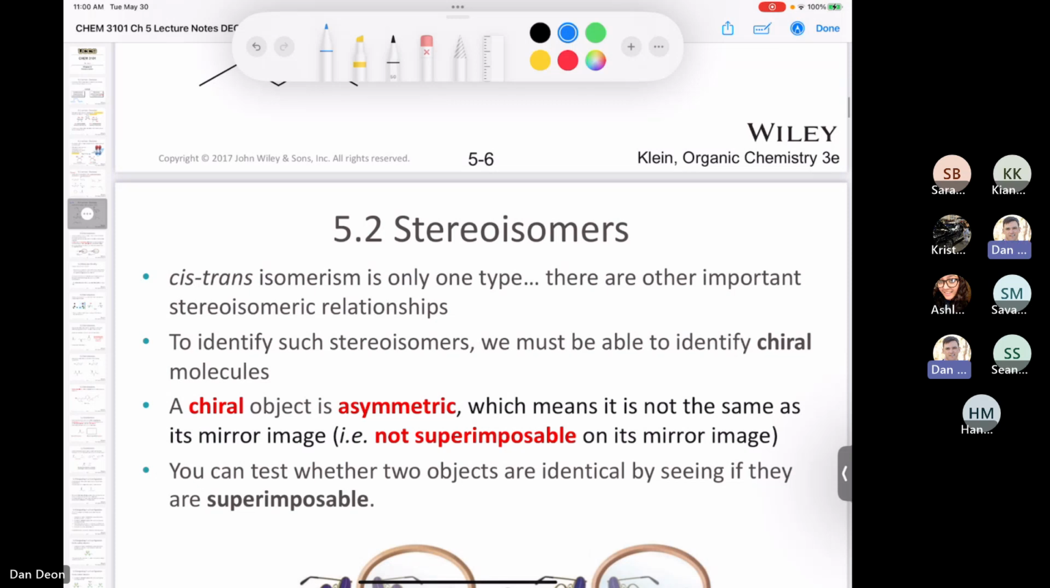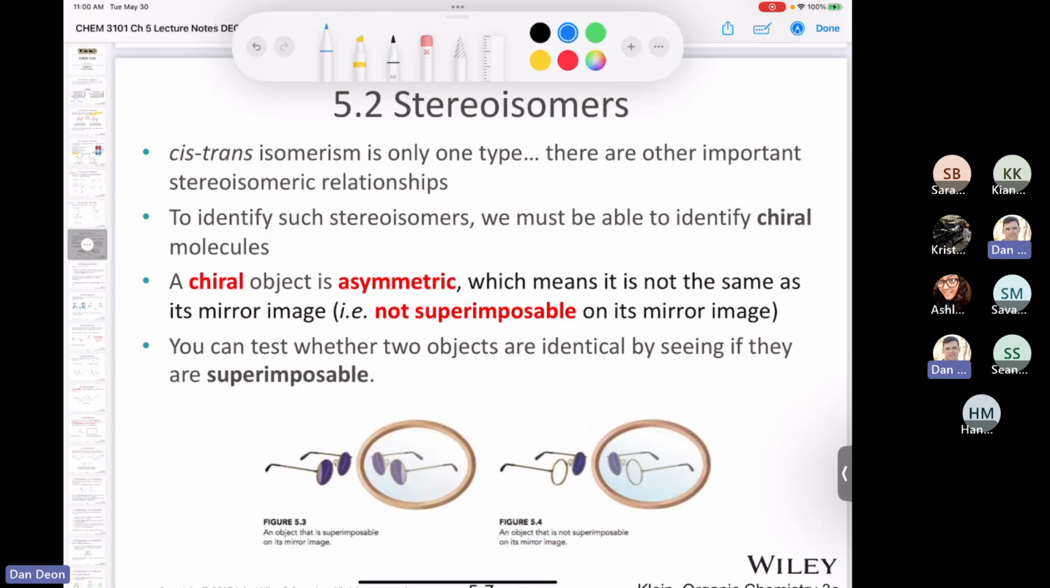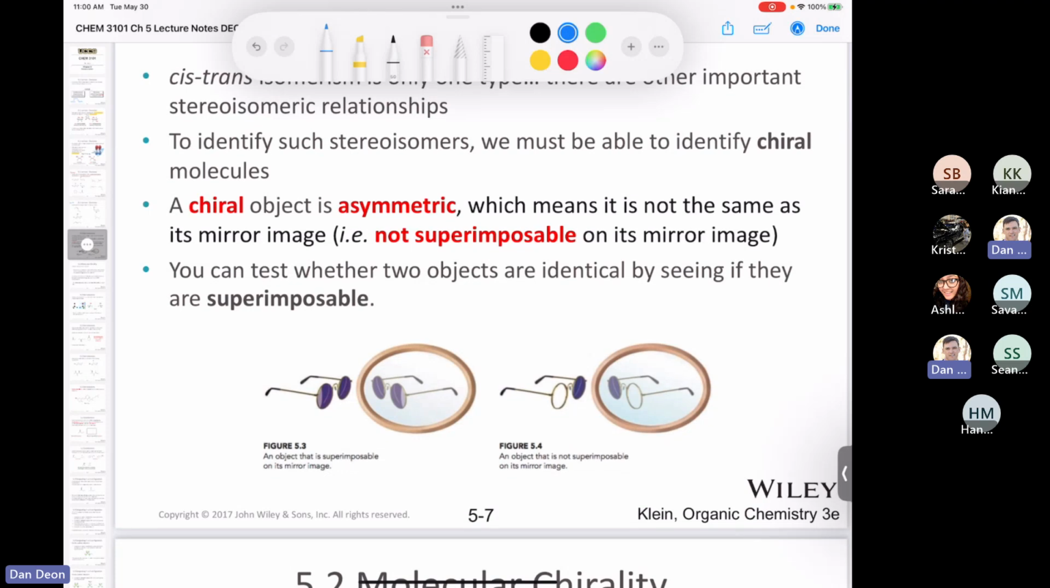So going back to this whole idea of cis, trans stereoisomerism, that's only one type of stereoisomeric relationship. There are several others. To identify stereoisomers, we must be able to identify what's called a chiral molecule. A chiral object is one that is asymmetric, and all that means is that it's not going to be superimposable on its mirror image. You can test whether two objects are identical by seeing whether they are superimposable or not.